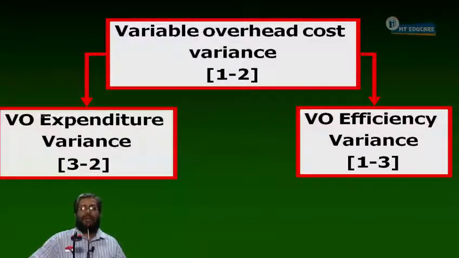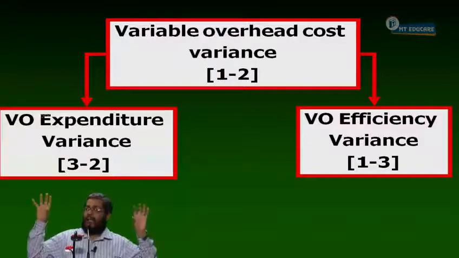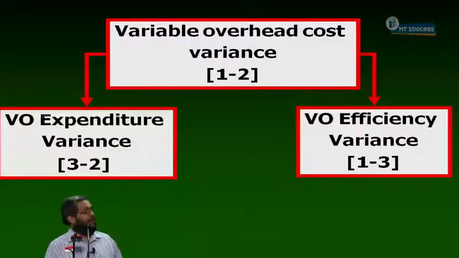Budgeted variable overheads by budgeted output gives you variable overheads per unit. Budgeted variable overheads divided by budgeted hours gives you what? Variable overheads per hour. The standard rate is overheads per unit or per hour. Why do I call it standard? Because I calculate from the budget. I don't calculate from the actuals.